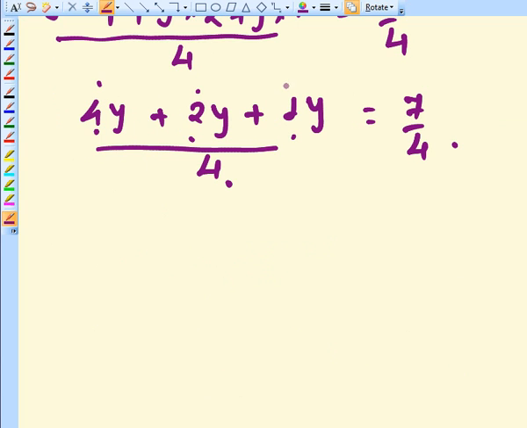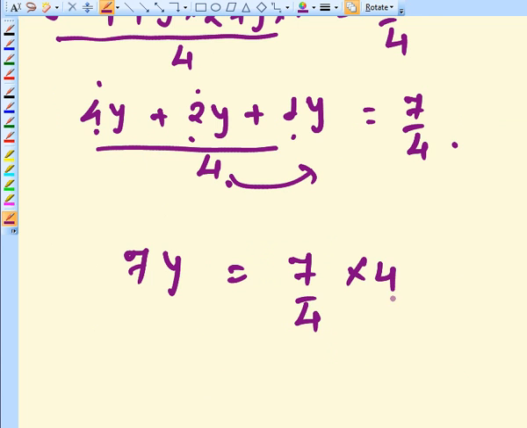4 plus 2 is 6, 6 plus 1 is 7, along with y equals to, transpose this 4 to the right hand side. So you will get 7 by 4 into 4. 4 1 ja 4, 4 1 ja 4. So you got 7y equals 7.